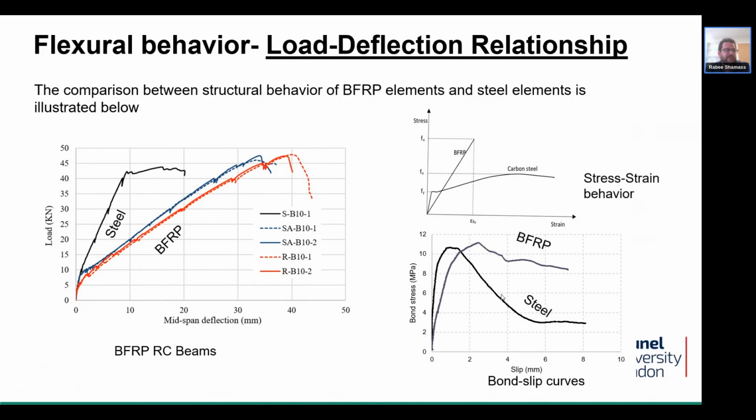Mainly the bonding of BFRP is characterized by chemical bonding with the concrete, while for steel, the bonding is characterized by both chemical and mechanical bonding with the concrete. And you can also see from the load-deflection relationship that there is no post-yielding deformation, which means that the reinforced concrete beam failed suddenly once the ultimate capacity was reached.